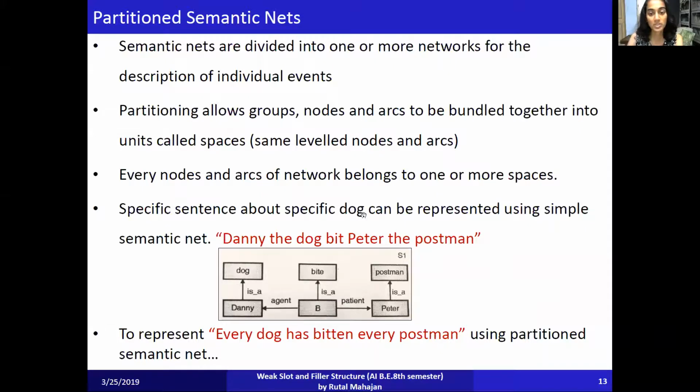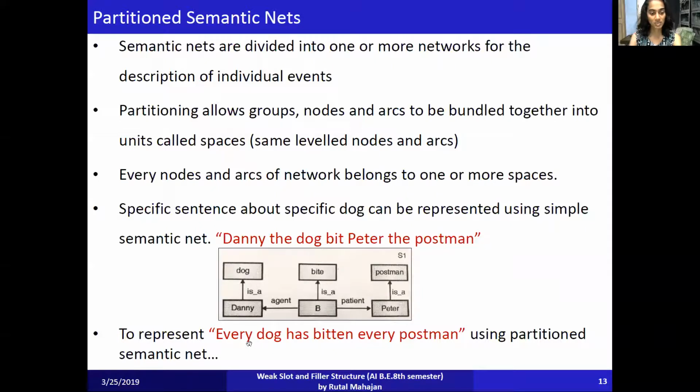A specific sentence about a specific dog can be represented using a simple semantic net. Over here, like this: Danny the dog bit Peter the postman. Danny is a dog. What is it doing? Biting. B is biting, and Danny is the agent of this event. Who is the patient of this event? Peter is a postman. That is what we will call semantic space S1. We can represent this using a simple semantic net because it doesn't contain any quantified statement.